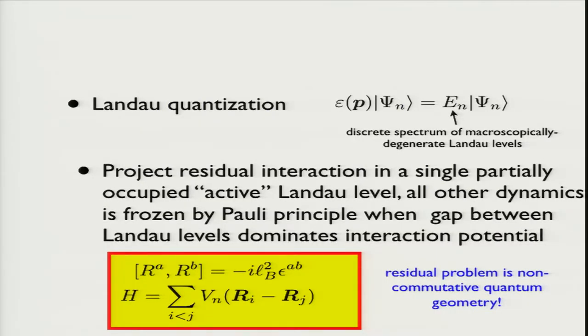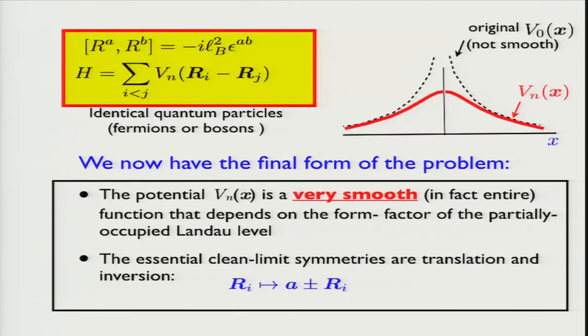Okay, so we project everything into a given energy level of E of P, and then we get left with only the guiding centers, and then we have this non-commutative geometry. So the final form of the problem has this potential V of R, which is a very smooth potential. In fact, it turns out to be an entire function in the extension from R2 to C2, because it's a Fourier transform of a rapidly converging, rapidly decaying function, okay? And okay, so there was our thing.